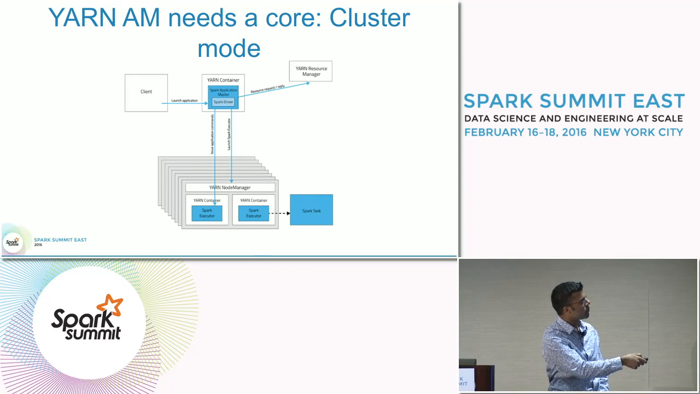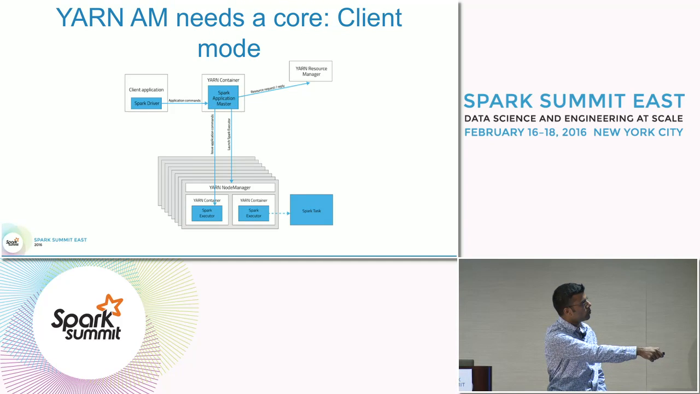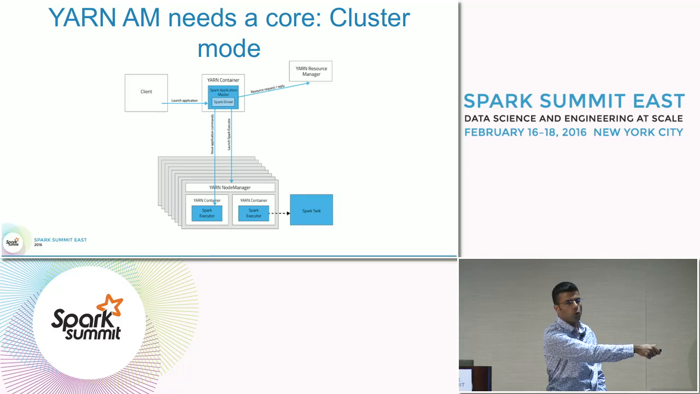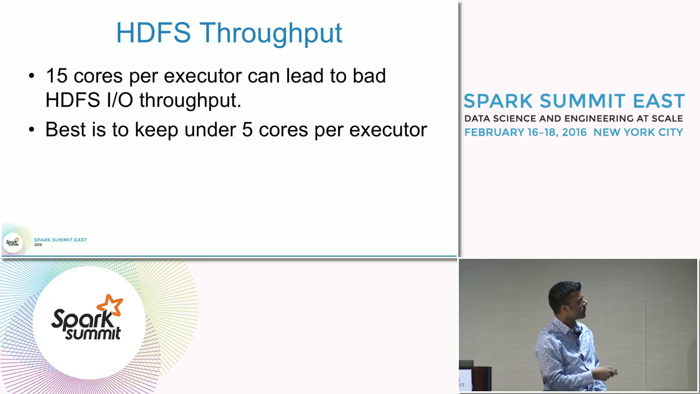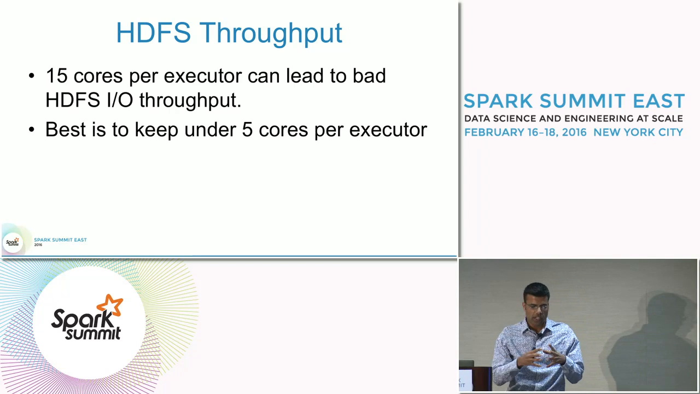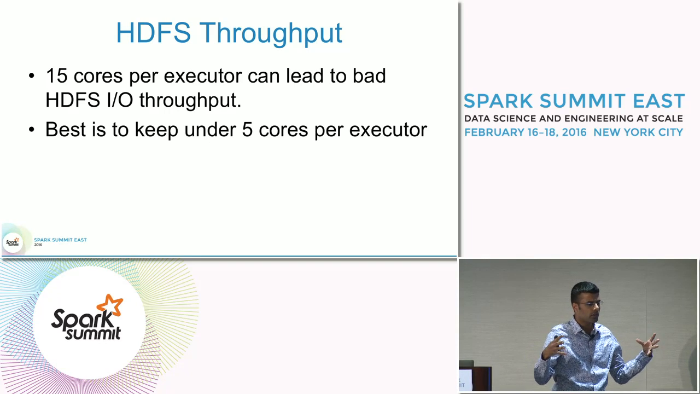And in either case, you run an application master, which is this blue thing in the top middle part, which runs inside a Yarn container. So you need an extra core for that application master in the cluster. Mind you, that extra core is required for the application master as a whole in the cluster, not on every single node. Also, when we were sizing these big executors, we were putting 15 cores on each executor.